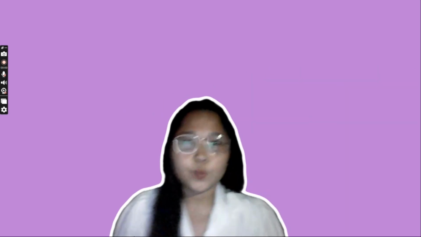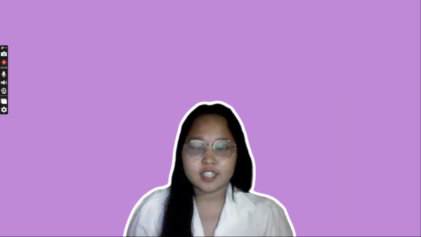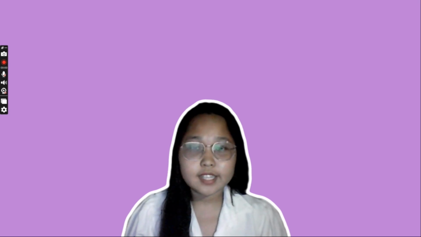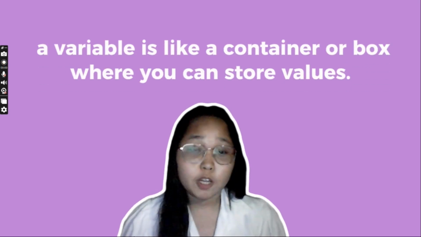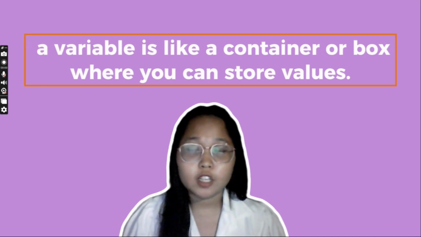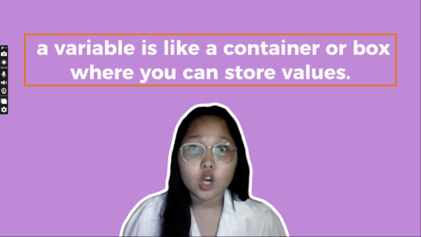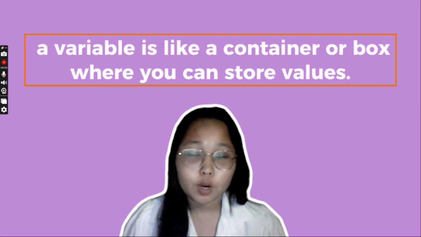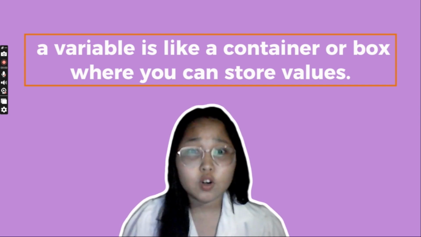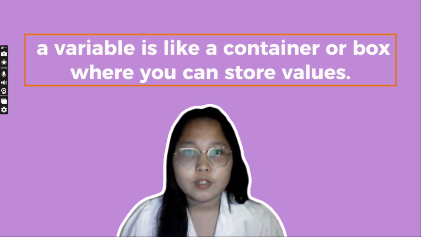So next, we'll talk about variables in C#. First, let's define what variables are. In programming, a variable is the container or box where you can store values. So if you want to save a number, text, or even true or false values, you use variables.